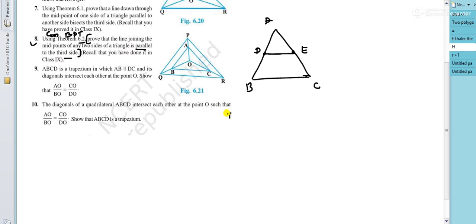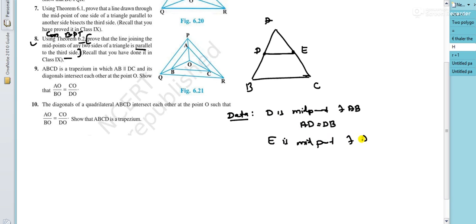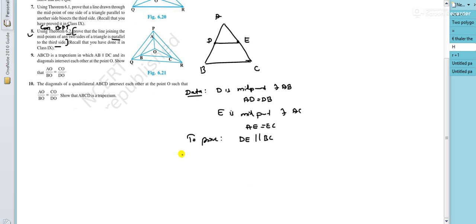So the data they have given is: D is the midpoint of AB, correct? Therefore AD will be equal to DB. Similarly, E is the midpoint of AC, so we can write AE equals EC, correct? Now what do we have to prove? To prove that DE is parallel to BC, how can we prove it?